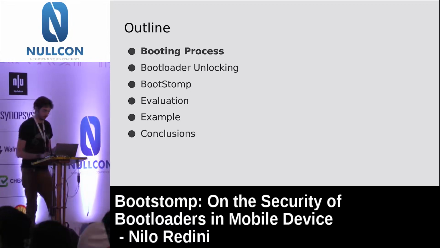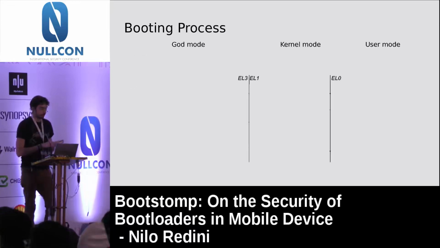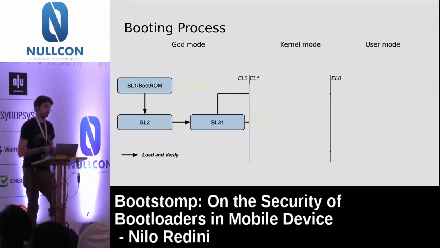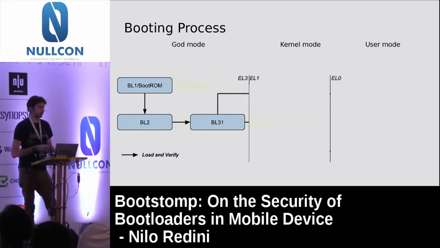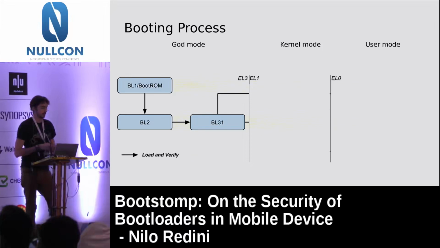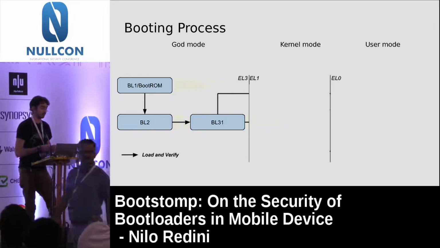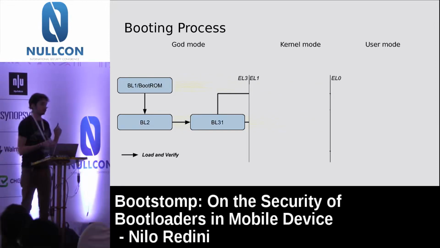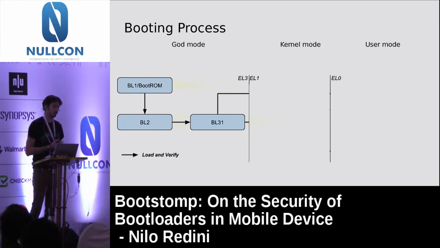Let's start with the booting process. The booting process goes through several stages. In the first stage, what is called God mode happens, which is also called exception level 3 in ARM. In this mode, processes have full control over the whole device. In this first stage, a very first bootloader, which is present in a ROM, is executed, and its purpose is to locate, check for integrity, and run a second bootloader called BL2 in the picture.